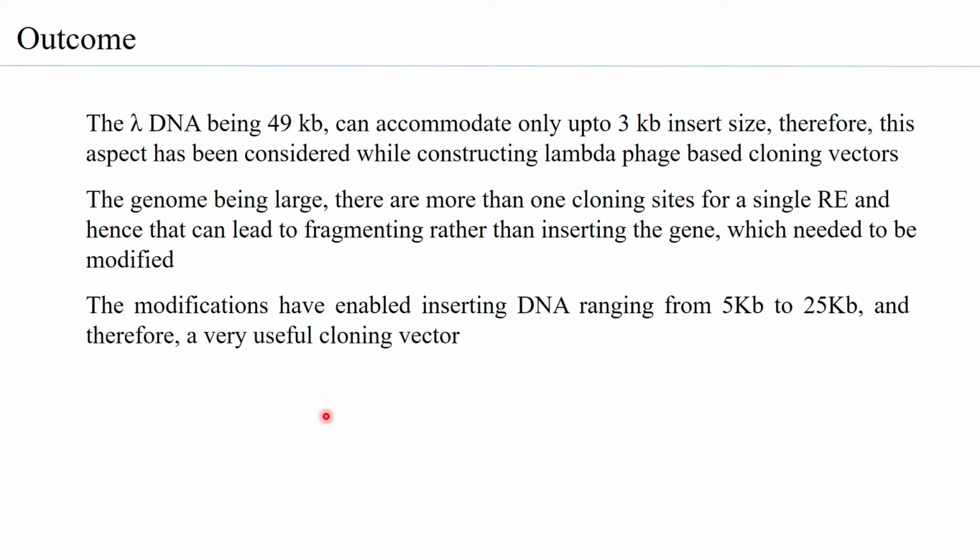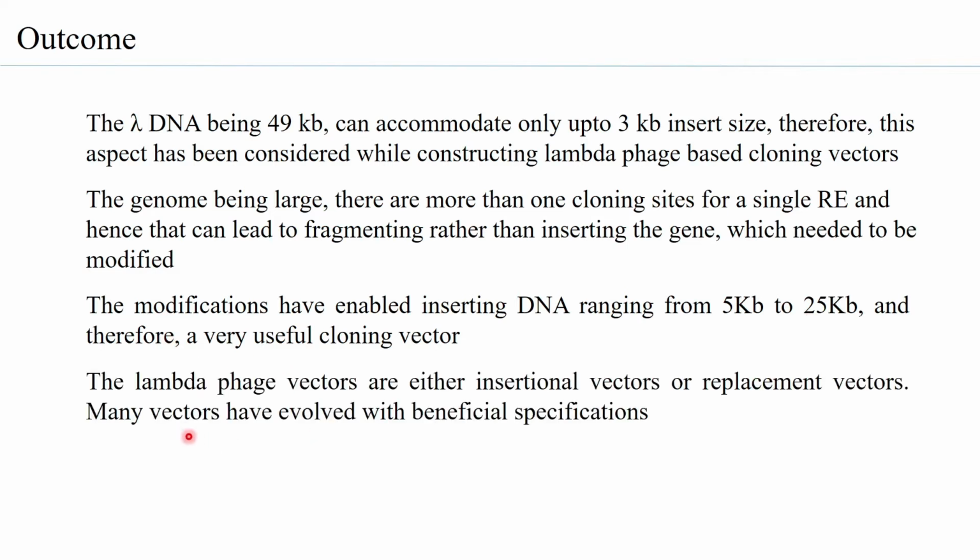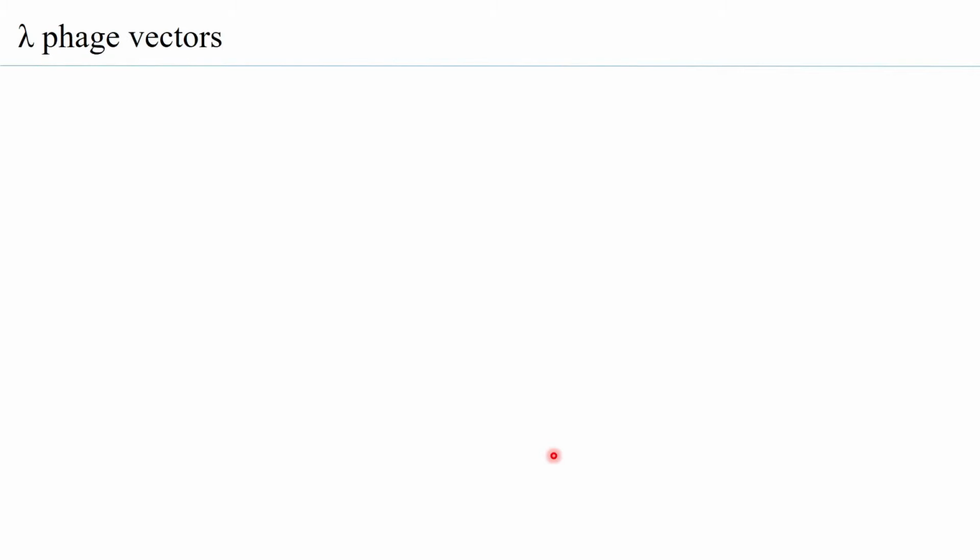The modifications have enabled inserting DNA ranging from 5 kb to 25 kb. So you can see that from 3 kb you can go till a stage where you can accommodate 25 kb of DNA, and that is because of needed modifications. The lambda phage vectors are either insertional vectors or they are replacement vectors. Many vectors have evolved with beneficial specifications.